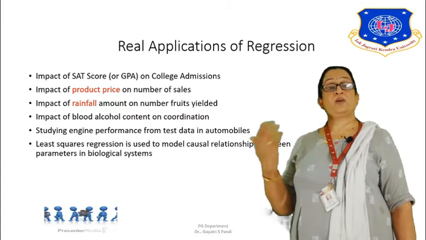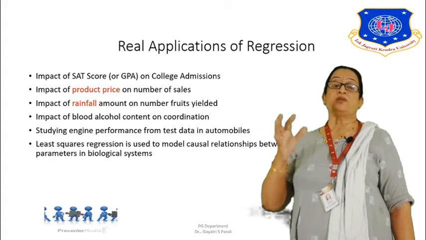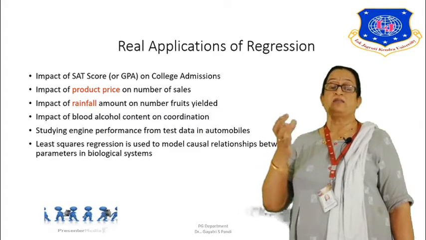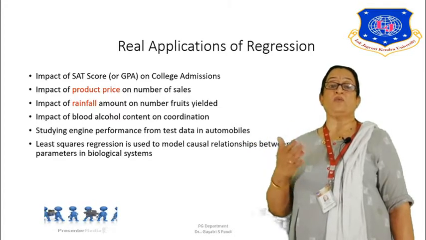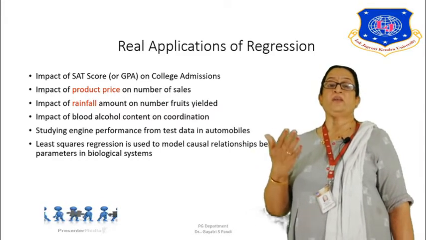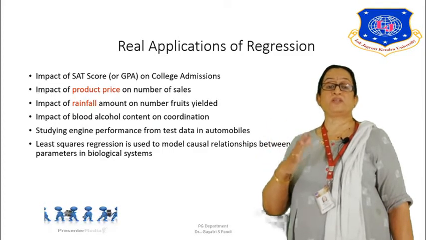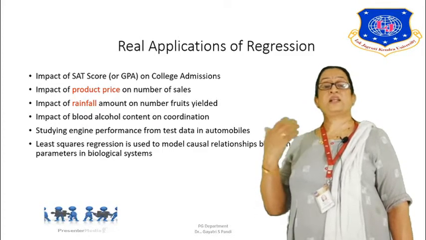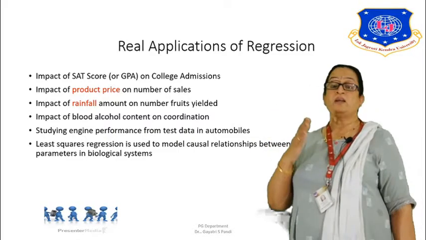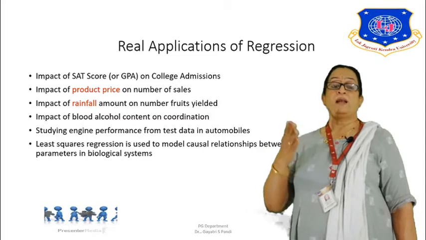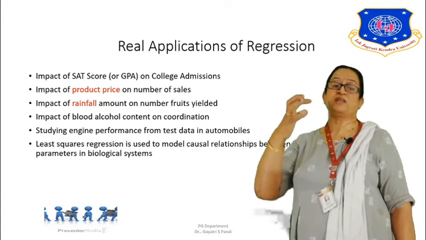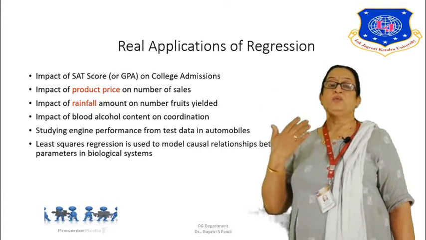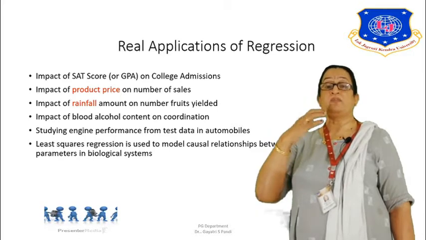The impact of blood alcohol content on the driver. Normally when a person is trying to drive a car, drunken driving can create issues. So they try to measure the alcohol content in the blood by using various devices. It can help in predicting the impact based on such data collected. And you can study engine performance for the test data in automobiles. It can be applied in the automobile industry to study the performance of the engine. They have data for past engines that were observed, and based on that they can make predictions about how good future engines could be.